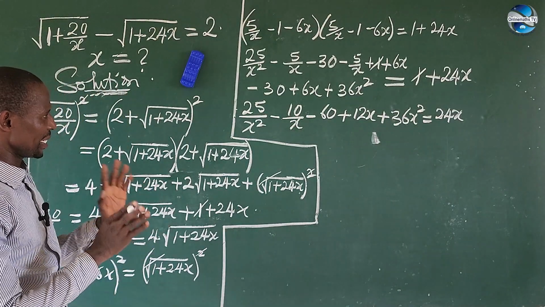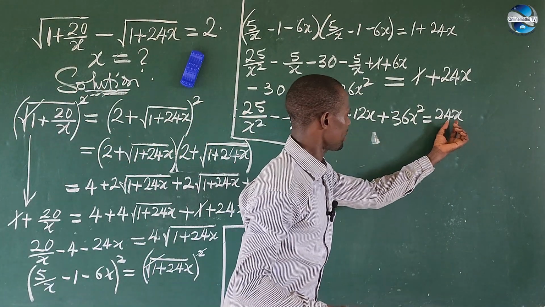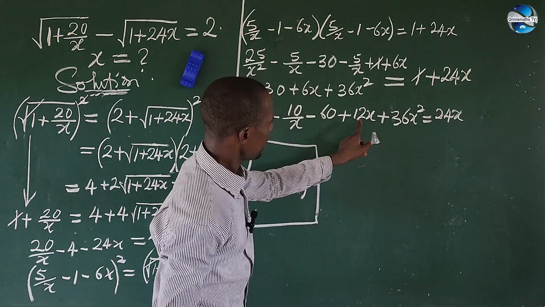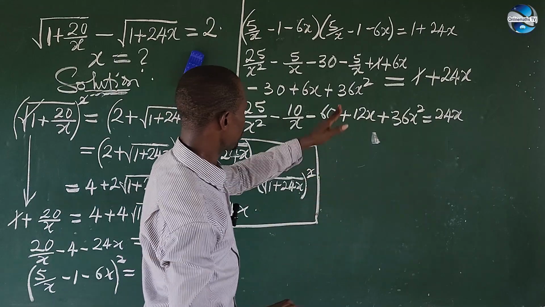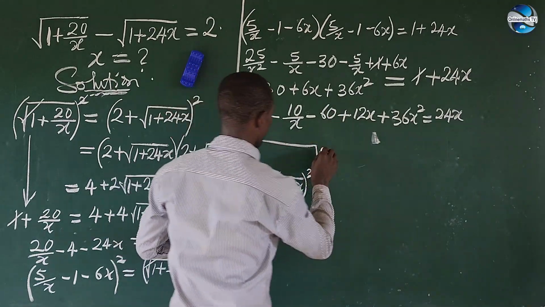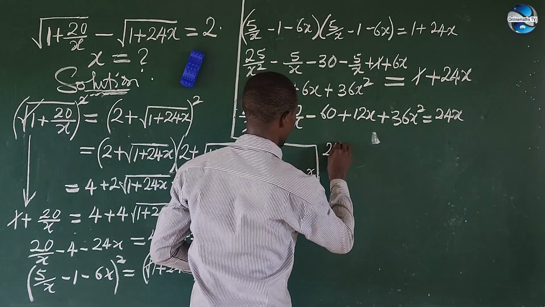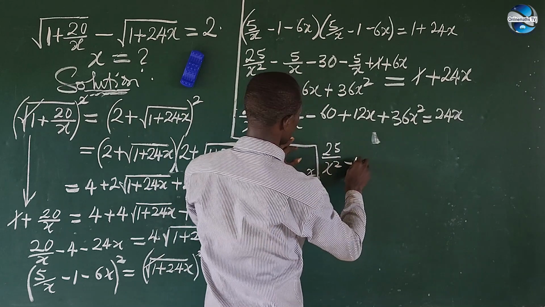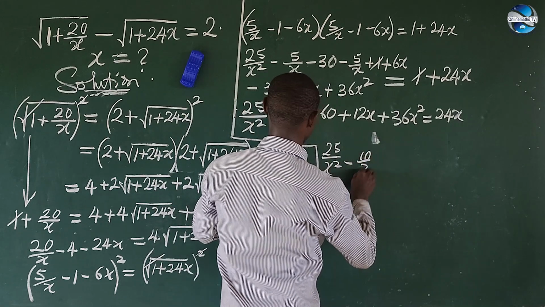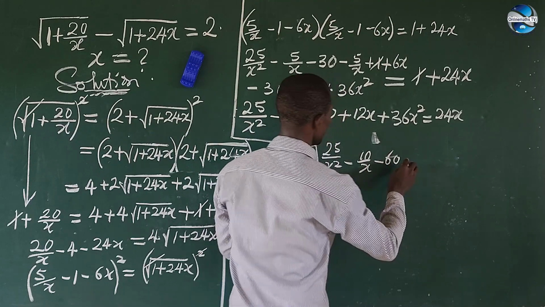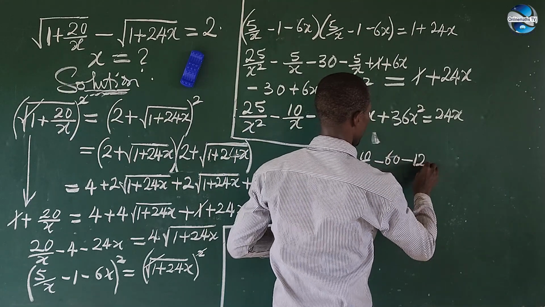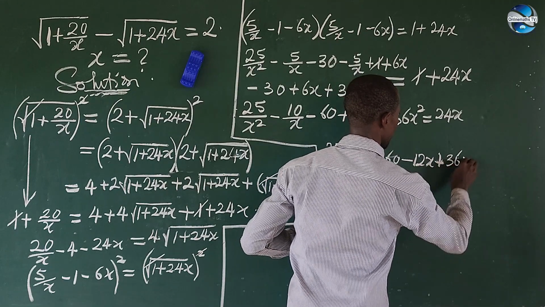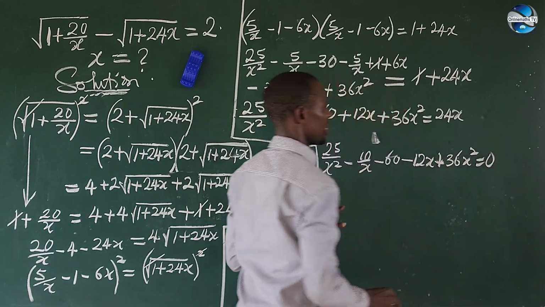Oh, this is good. So let's look at this again. Let's make the right hand side to be 0. So move everything to this side. If we move this to this side, this will give us minus 12x. So therefore, we have 25 all over x squared, then minus 10 all over x minus 60, then minus 12x plus 36x squared equal to 0.